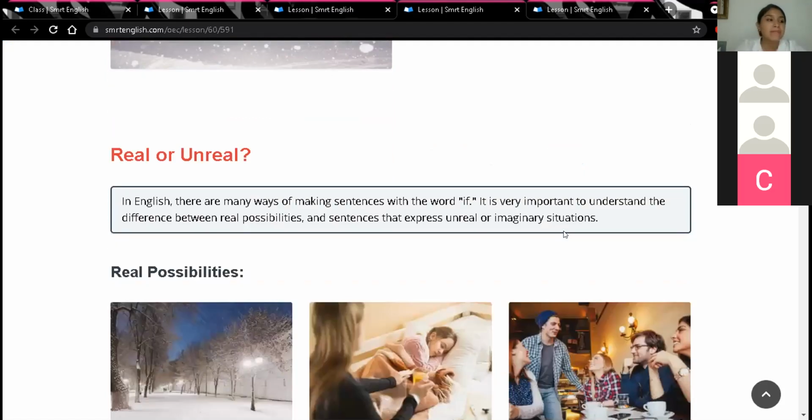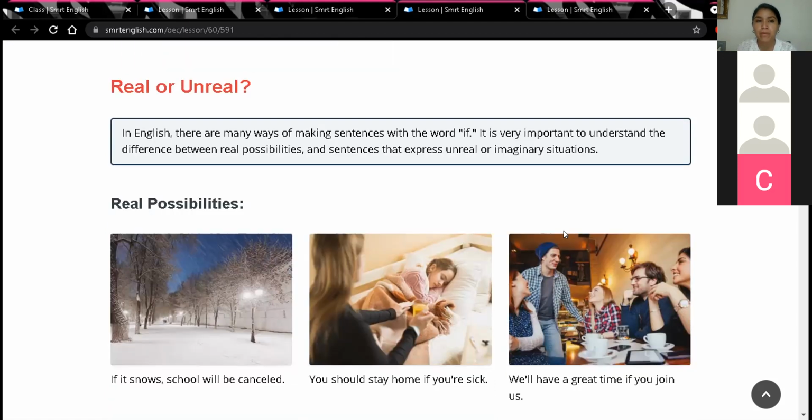In English, there are many ways of making sentences with the word if, because we have different conditionals. We have zero, first, second, and third conditional. It is very important to understand the difference between real possibilities and sentences that express unreal or imaginary situations. So using these sentences starting with if is to talk about possibilities. They can be real or imaginary, right? Let's say real ones and unreal ones.